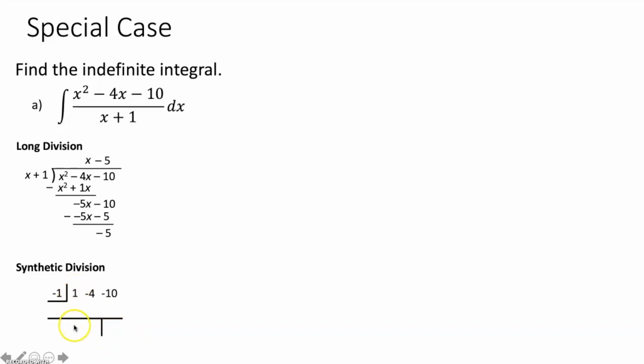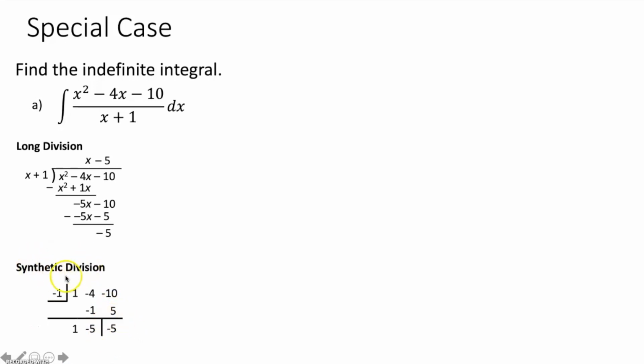We drop down that first coefficient below the line, and we're going to multiply. Negative 1 times 1 gives you negative 1. We're going to put it under our next coefficient. Then we add down. Negative 4 plus negative 1 is going to give you negative 5. We then multiply. Negative 1 times negative 5. You get positive 5. Put it right here under your next coefficient. Add down, and you get negative 5 as your remainder.